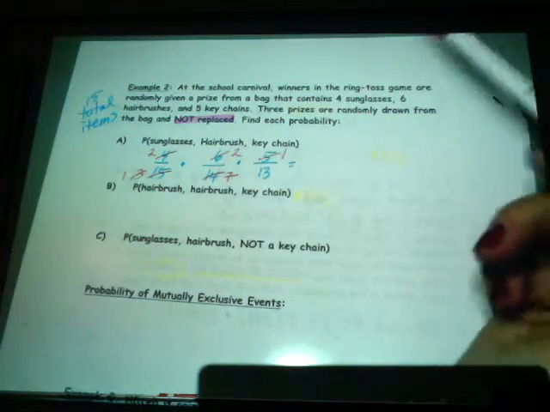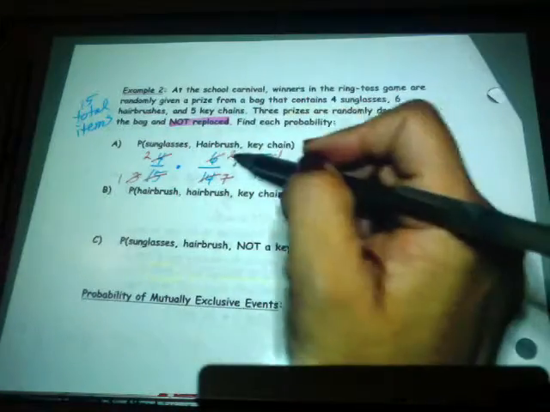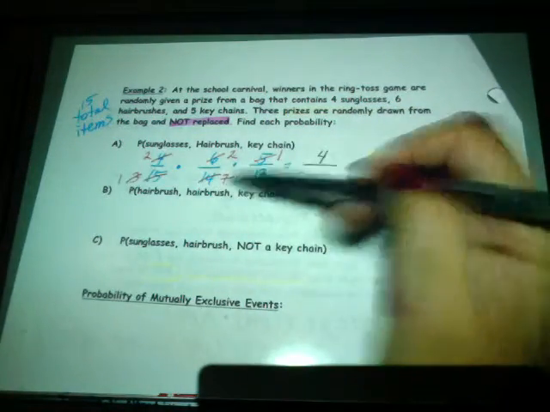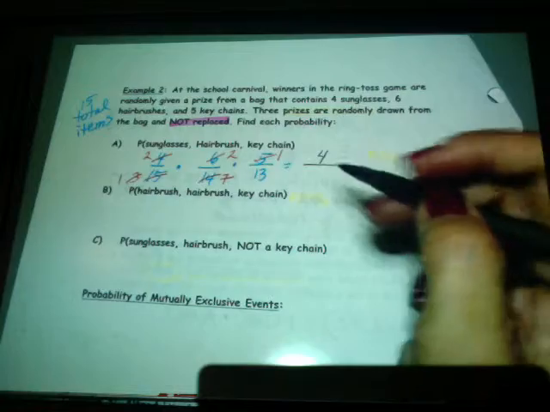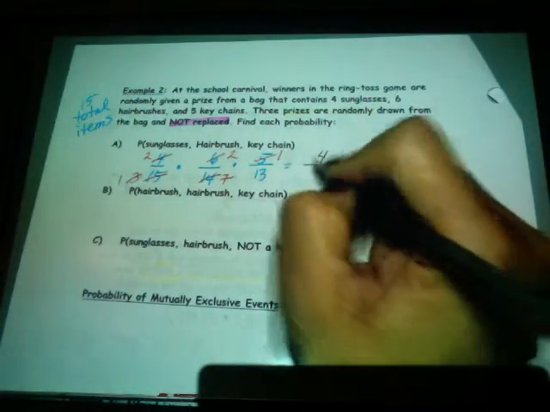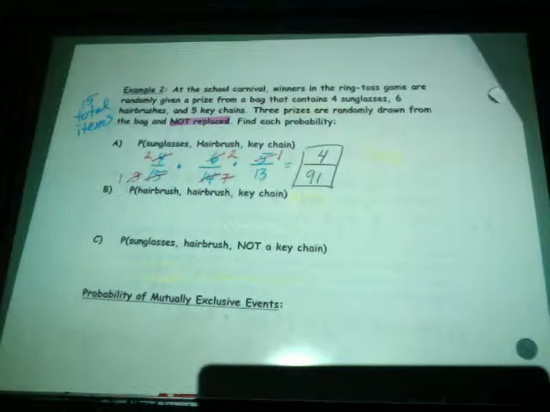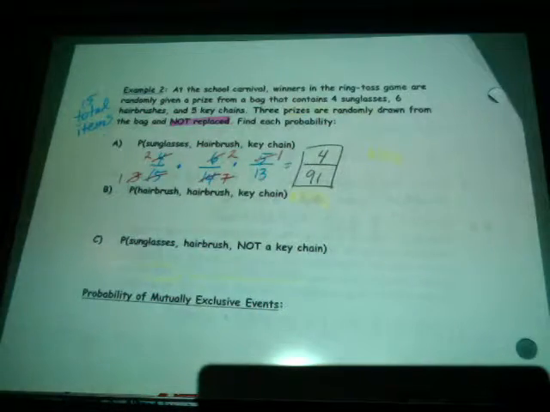Can I cancel any more? I can cancel the 3 to the 6. So 3 into 3 once and into 6 twice. Is there anything left? I can't cancel horizontally, so you can't cancel those. So then multiply straight across, and we have 2 times 2 times 1 is 4 over 1 times 7 times 13. What's 7 times 13? 91. So I have a 4 in 91 chance of getting that combination: sunglasses, hairbrush, keychain.